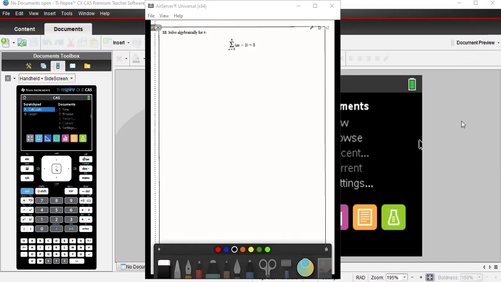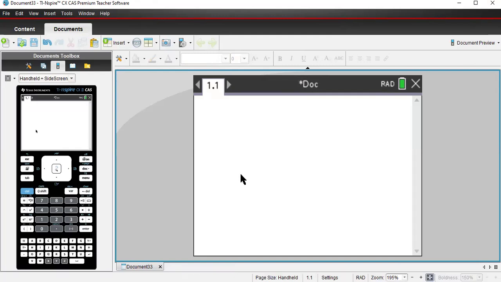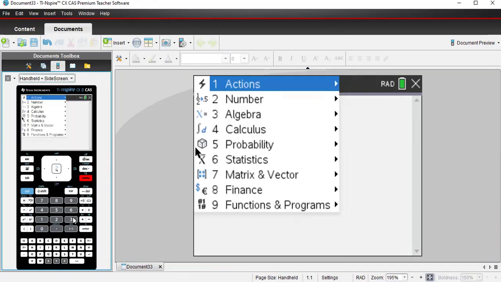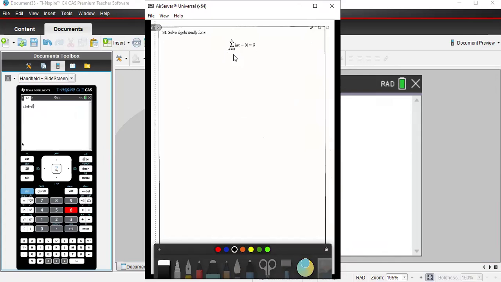So first thing I'm going to do is go to the main calculator screen, and then I am going to use nSolve because this is a one variable equation, and whenever you have a one variable equation, you can always use nSolve. So I'm going to go menu 3 6. And now I'm actually going to type in this summation equation. All right, so here we go.